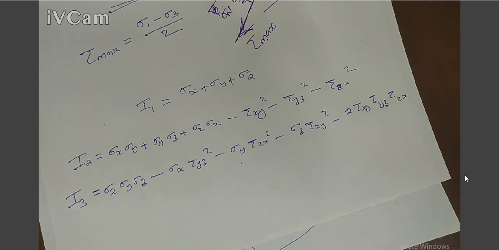And from this we can see these terms of I1, I2, I3, all the terms are sigma x, sigma y, sigma z or tau something. So all the 9 components of the stress tensor are included in these stress invariants. So we can say this is unchangeable in nature. I1 to I3 are unchangeable. That is why it is called stress invariant. It will not vary. Okay, so it is unchangeable. Why? Because they only contain the 9 terms of the stress tensor. There is no direction cosines or any other parameter in the stress invariants.